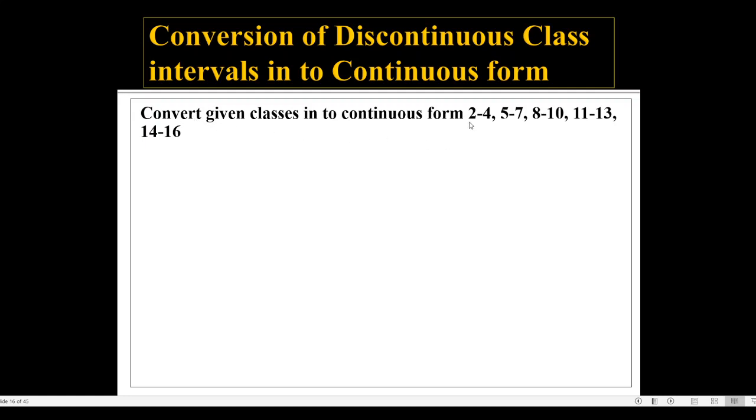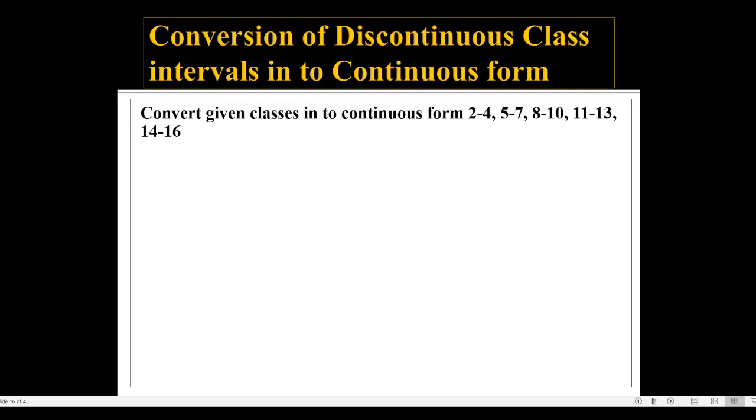Suppose our discontinuous classes are 2 to 4, then 5 to 7, 8 to 10, 11 to 13, and 14 to 16. Suppose these are our discontinuous classes. We have to convert these discontinuous classes into continuous form. For this, for class 2 to 4, 2 is our lower limit and 4 is our upper limit. For class 5 to 7, 5 is our lower limit and 7 is our upper limit.